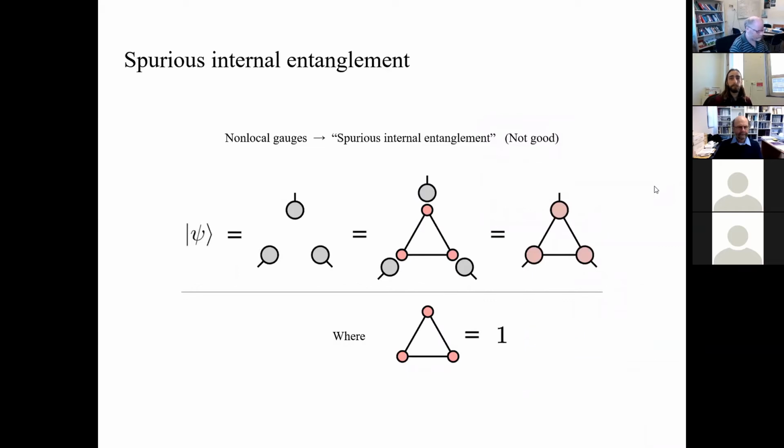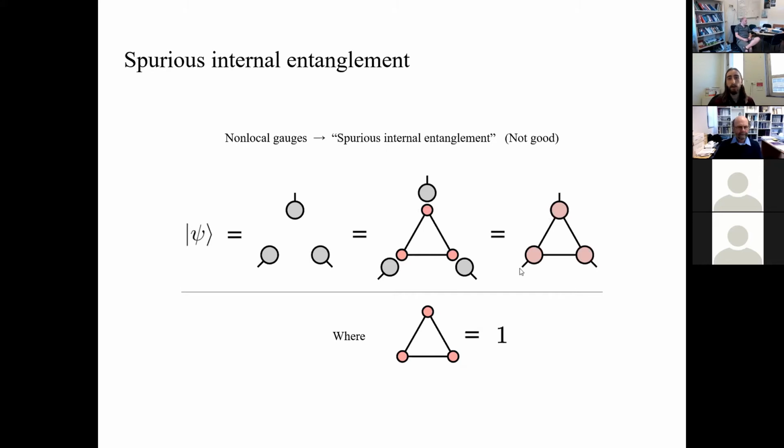So here's a simple example of how gauge freedom can allow spurious internal entanglement, specifically non-local gauge freedom here. So we'll start with a non-entangled tensor network. Here it's just 3 sites. Then we'll multiply in this separate tensor network, which just contracts to the number 1. So multiplying in 1 doesn't change anything. So this is just a gauge transformation since nothing physical has changed about the state.